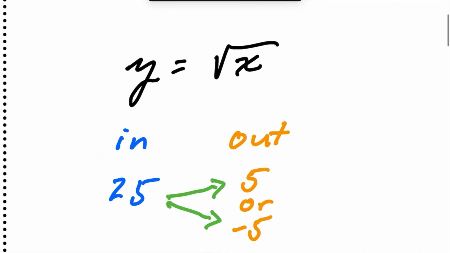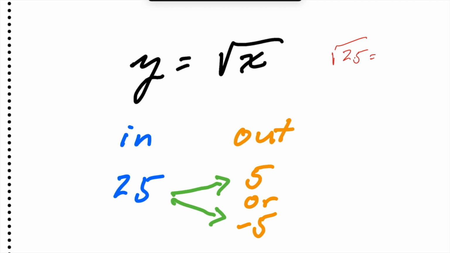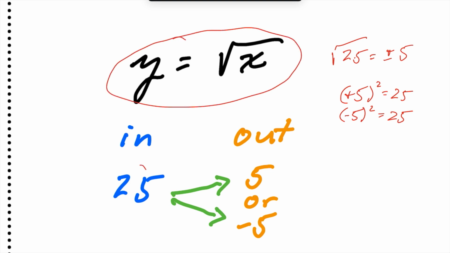Now here's another one. If we write y equals the square root of x, this doesn't work, because if we put in 25 for x, the square root of 25 is positive or negative 5. Positive 5 squared is 25, but negative 5 squared is also 25. So this is an example of something that is not a function. Why? Because this one input gives us two different possible outputs.